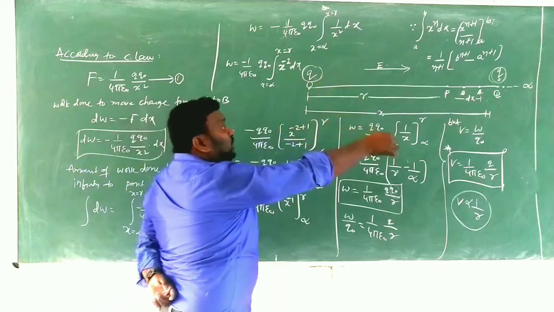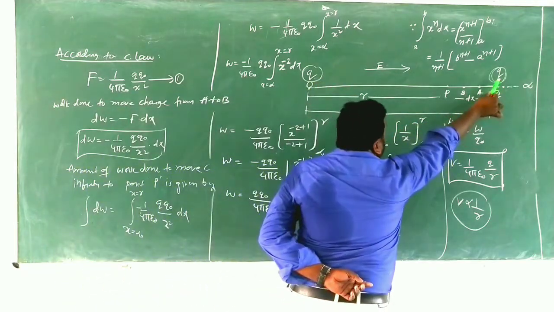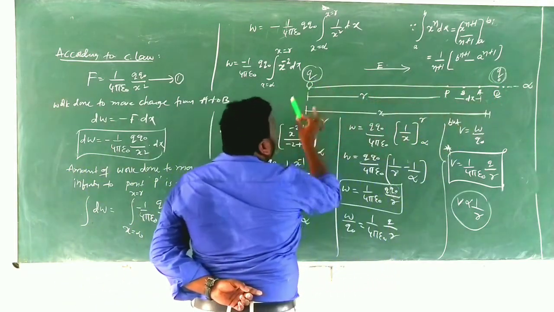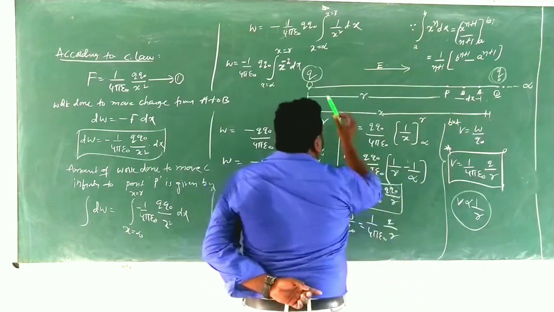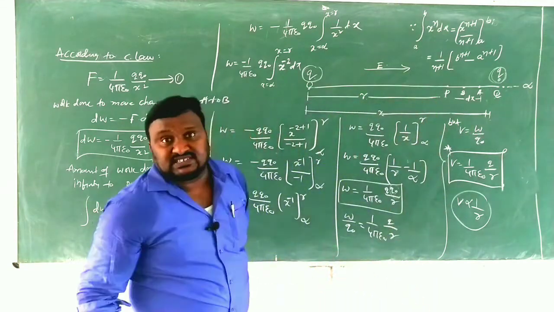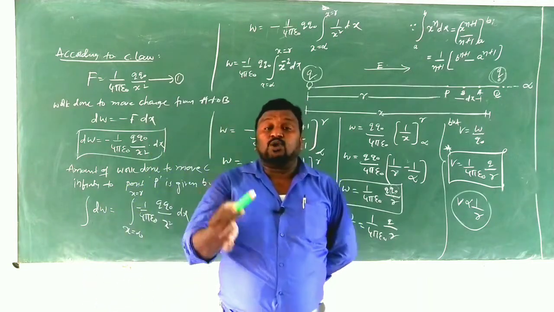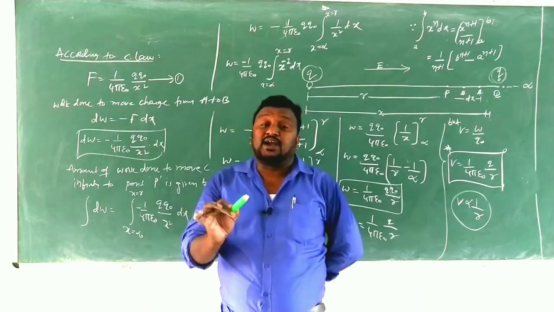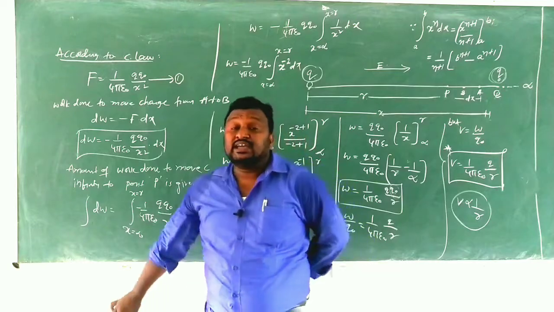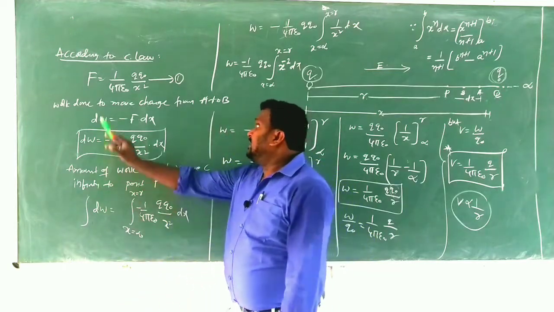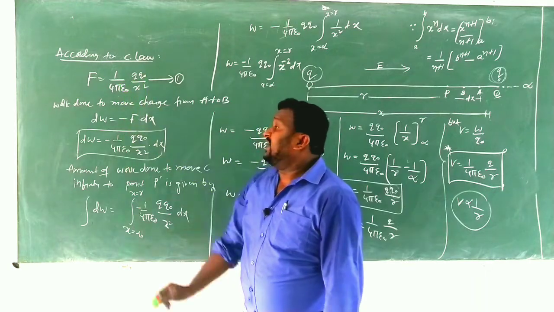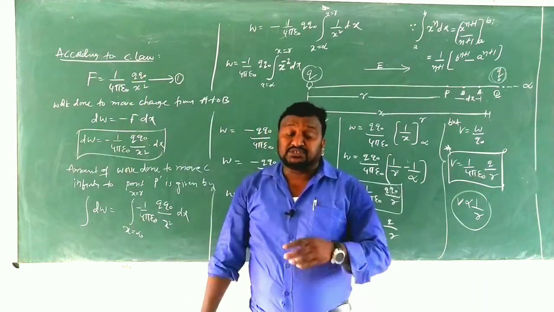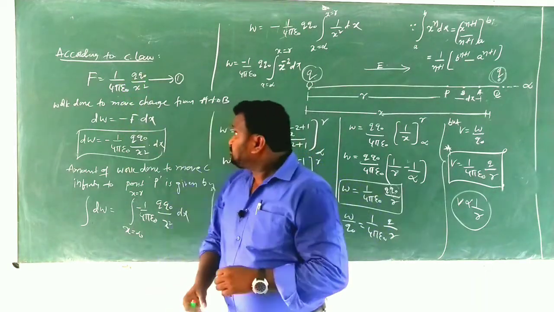So while we are keeping q naught at this point, this is one charge and this is another charge, and they are separated by some distance. When two charges are separated by some distance, there is a force acting between these two charges according to Coulomb's law. That's why according to Coulomb's law, we write F is equal to 1 by 4 pi epsilon q q naught by x square. That is equation number 1.